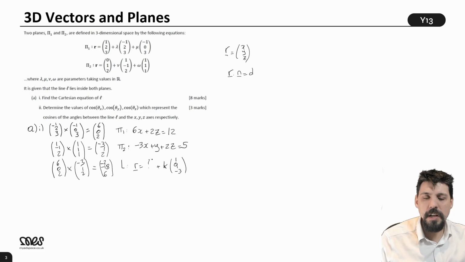All right. So now I need a point that's on both planes. Now, the way to do this, you can just pick one of the coordinates at random. I like to start with x is 0.